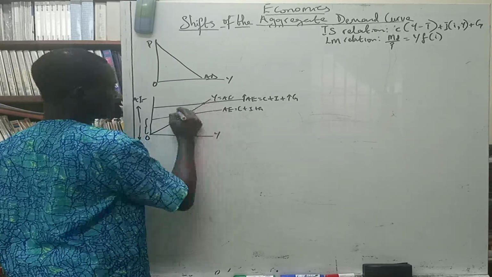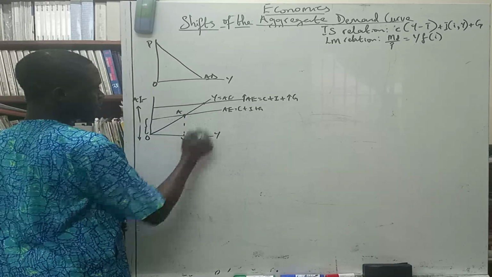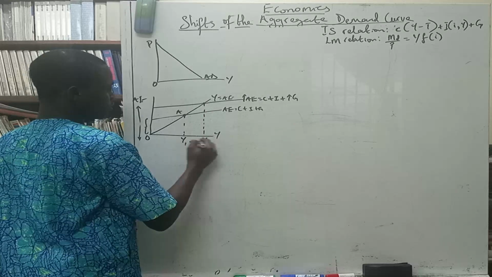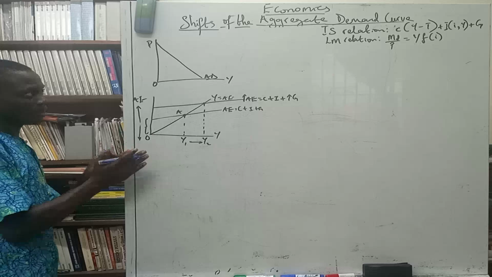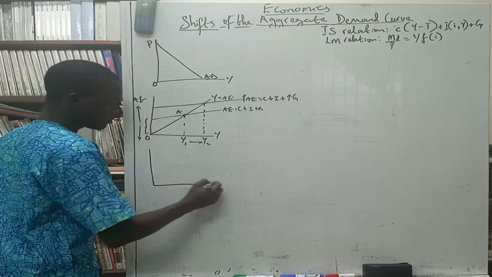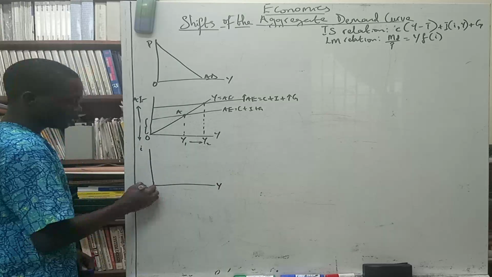So we have point A, where there's output 1. Then we have point B, where there's output 2. So this increases to this. Now, the impact of this is going to influence the IS curve. Recall that what you have here for the IS curve is interest rate and output.